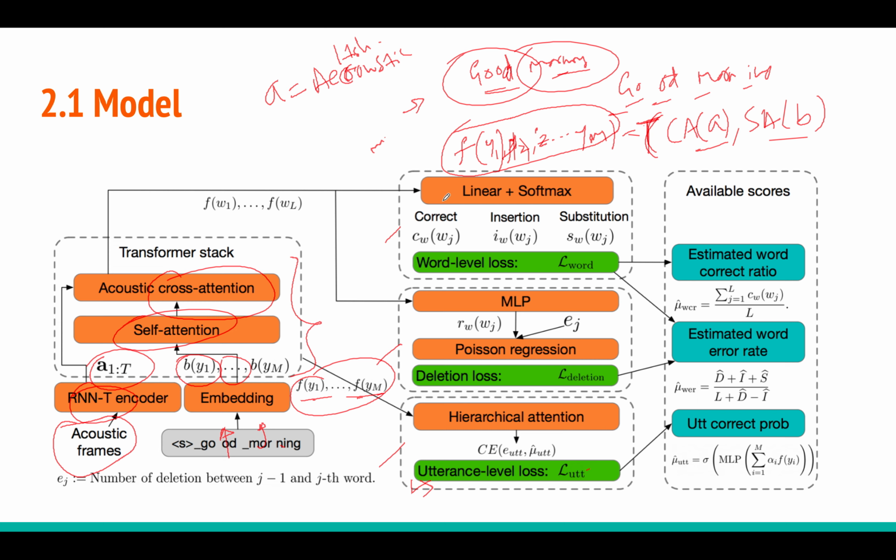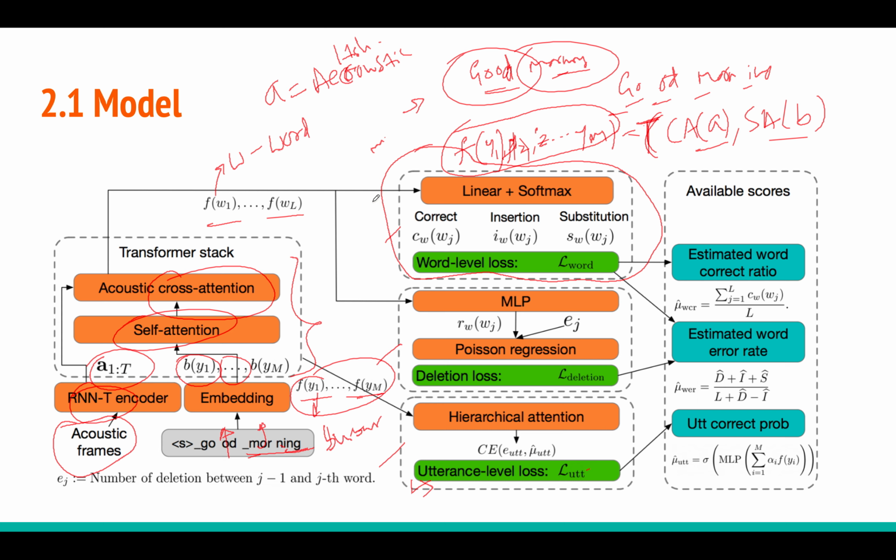Now for the word level loss module, this is the standard module people use for confidence estimation in end-to-end models. They take the word level outputs. So f of w1 basically means the feature vector for the word w1. Just remember, y is called subword, and w is called word. There is a difference between word and subword. For example, "this morning": this entire thing is a word, while "mor" and "ing" are different subwords. So y is called subword and w is called word.